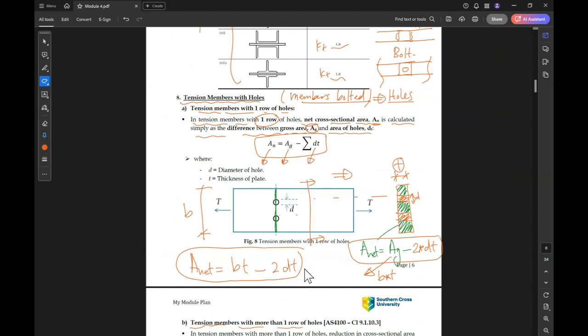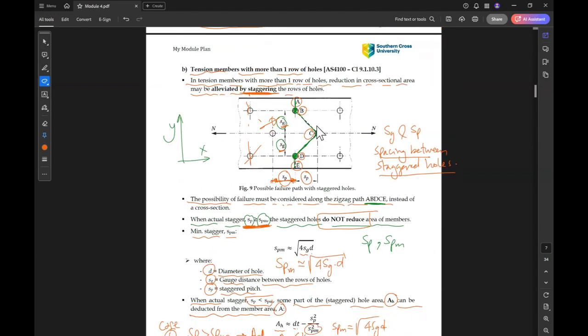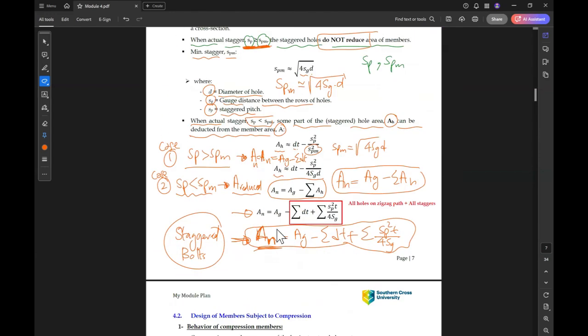So another note we have is area net. We have two cases. If we have straight holes, so area net equal to area gross minus summation dt, or minus the bolt hole. If we have staggered bolts, so we need to use this formula for area net when SB less than SBM. If SB more than SBM, so similar to the straight ones.